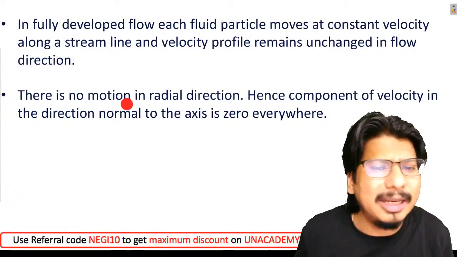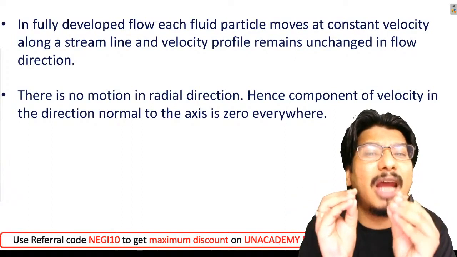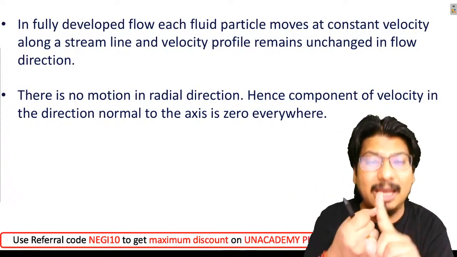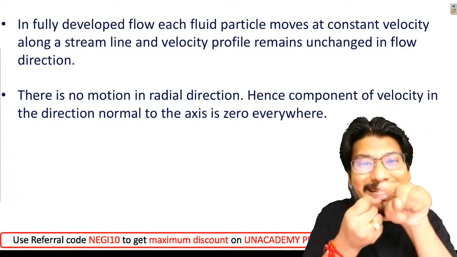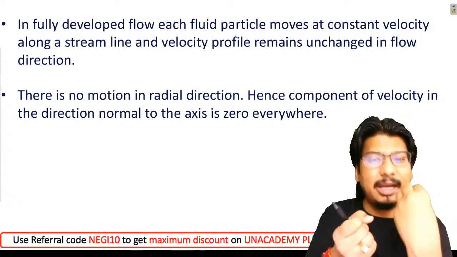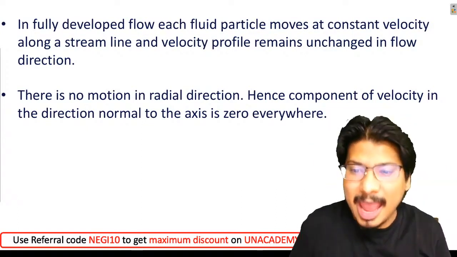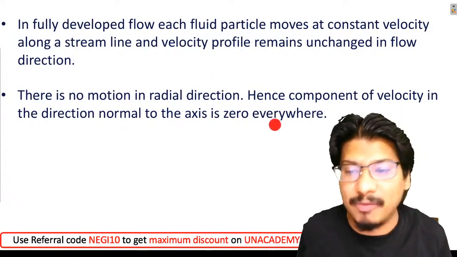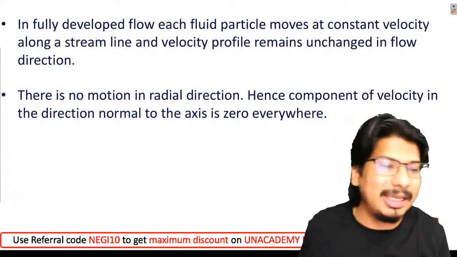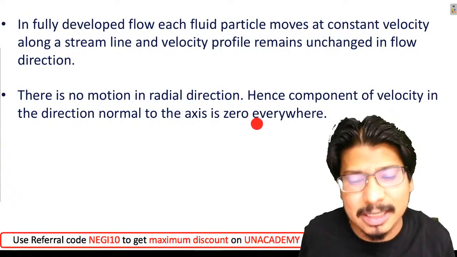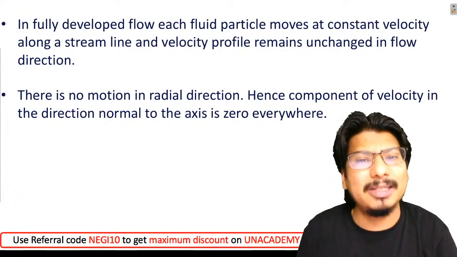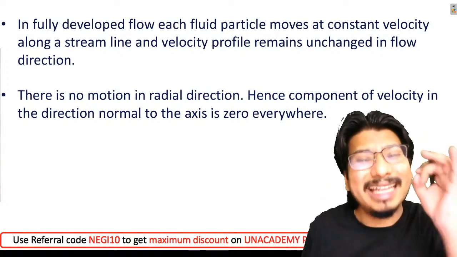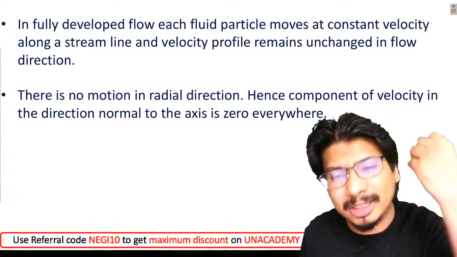Now listen carefully, there is no motion in the radial direction. Remember, whenever we have fully developed flow, there will be no motion in the radial direction. What is the meaning of radial direction? In the y direction and z direction there will be no motion. Hence the component of velocity in the direction normal to the axis is zero everywhere. If the flow is taking place in the x direction, the normal directions are y and z, and in those directions the velocity components will be zero.